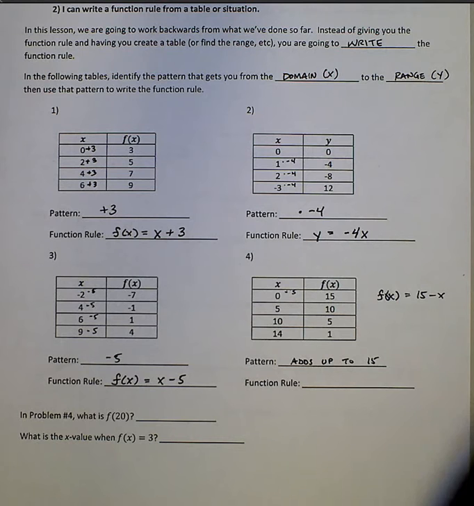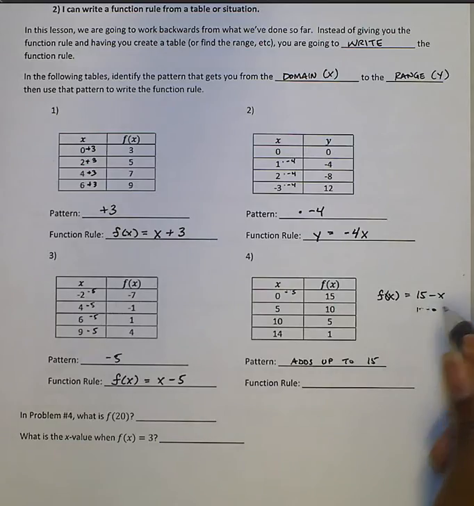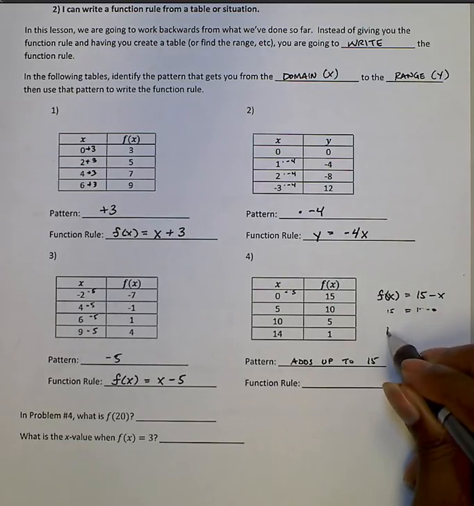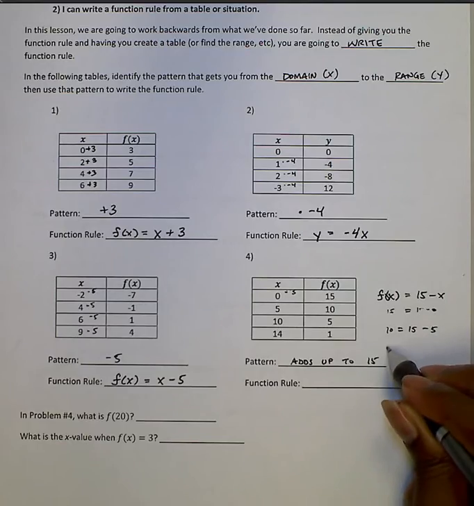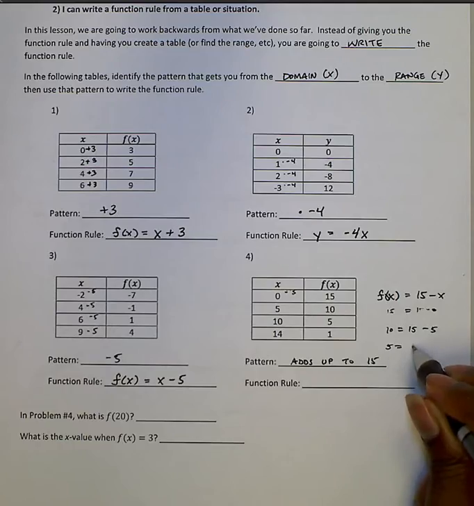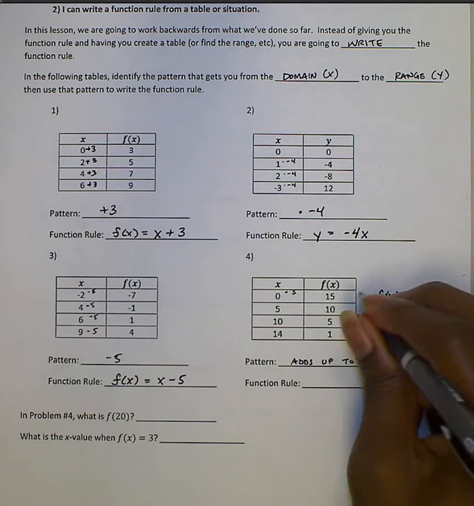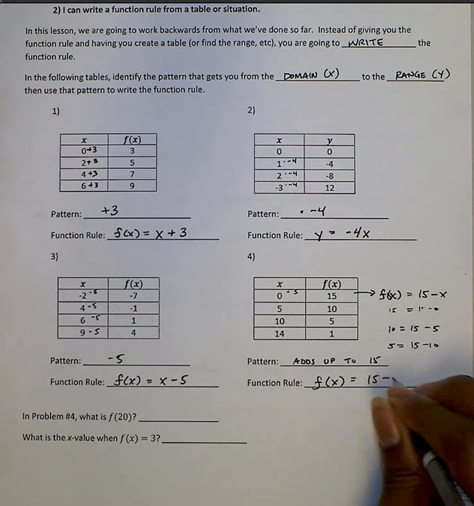Let's see if that works out for us. So f of x will equal 15 minus 0, and that gives us 15, okay. So 10 equals 15 minus 5, and that gives us 10, okay. 5 equals 15 minus 10, that gives 5, that works. So here's my function rule. F of x equals 15 minus x.